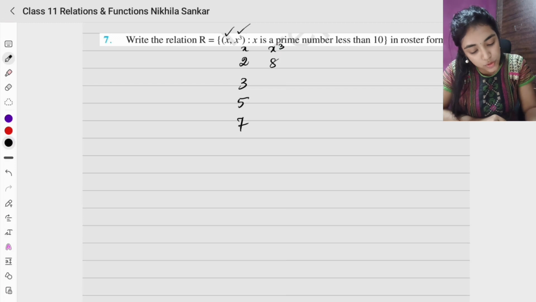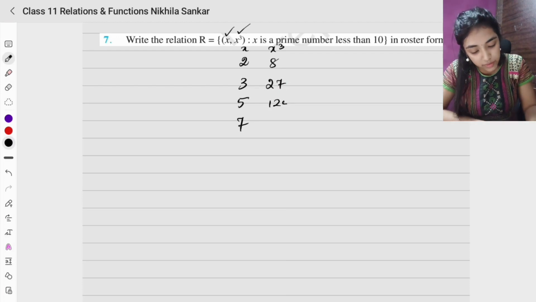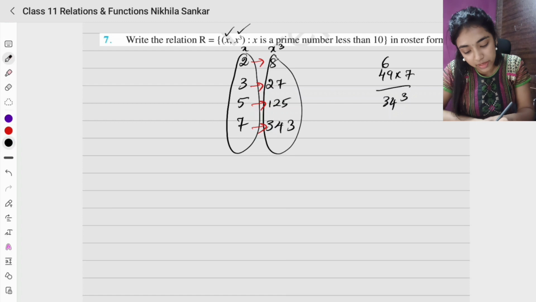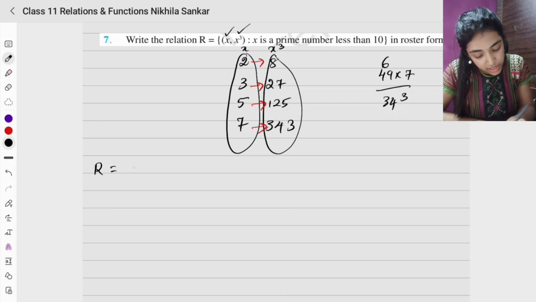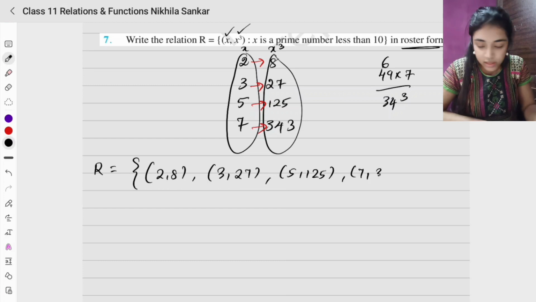Okay, and we are talking about x and x cube. So x cube: 2 cube is going to be 8, 3 cube is 3 3s are 9, 9 3s are 27. 5 cube is going to be 5 5s are 25, 25 5s are 125, 7 7s are 49, 49 into 7 is going to be 343. Okay, so this is going to be my arrow diagram: 2, 8, 3, 27, 5, 125 and 7, 343. So my relation in the roster form that they asked for is going to be {(2, 8), (3, 27), (5, 125), (7, 343)}. Okay, very, very simple. Please copy.